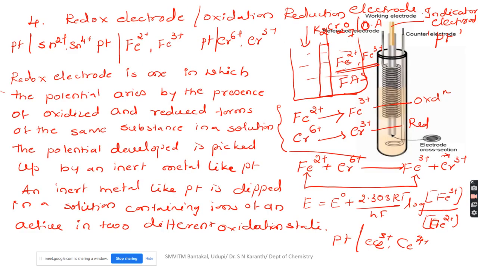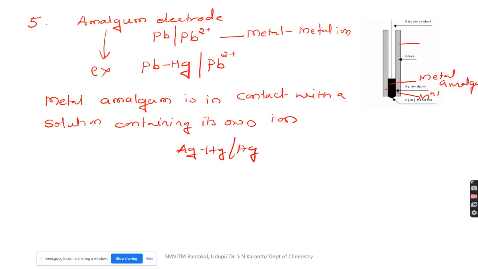Then the redox electrode. The redox electrode is one in which the potential arises from the presence of the oxidized and reduced forms of the same substance in the solution. The potential developed is usually picked up by an inert metal. Examples are platinum in contact with the ions Fe2+ and Fe3+, platinum in contact with Cr6+ and Cr3+, etc.